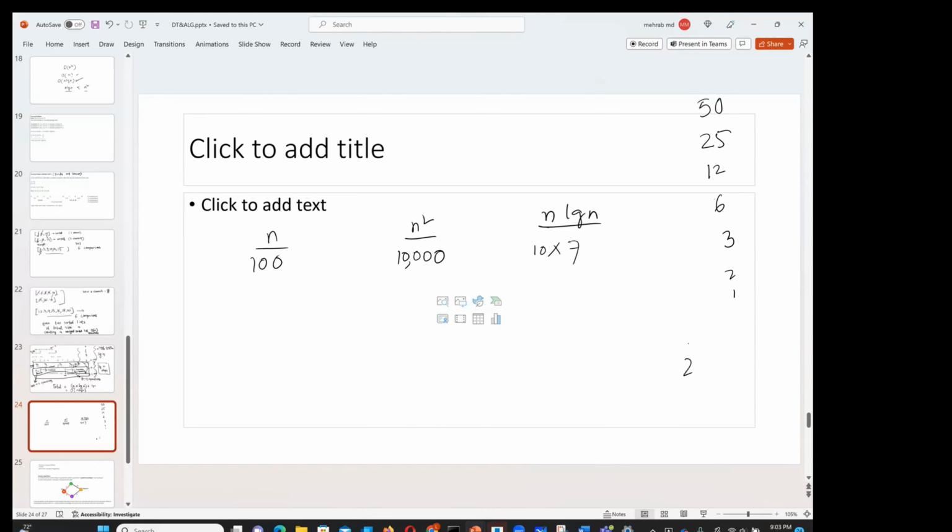Can we say 2 to the power 7 is the nearest to 100? How much is 2 to the power 7? 128, right? 2 to the power 6 is 64, right? So can I say that log 100 is 7? Instead of 10,000 operations, now I need only how many operations? 70 operations. That's a huge improvement, right?